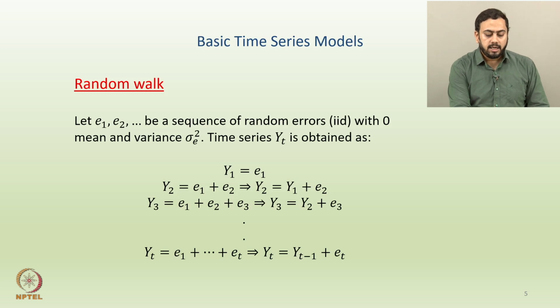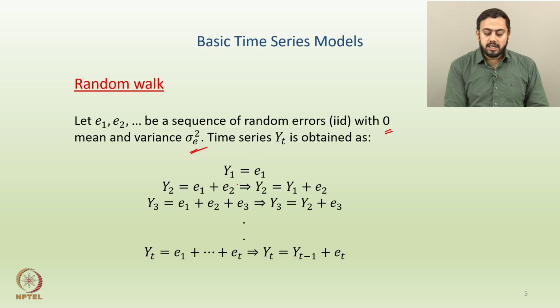I will stick to the same notation. Let E1, E2, E3, E4, dot dot dot be a sequence of random errors which are again IID, independent and identical, with constant mean 0 and constant variance sigma square E. We have to pause here for a moment and grasp the notation. Let us see how exactly one can obtain the underlying time series y.